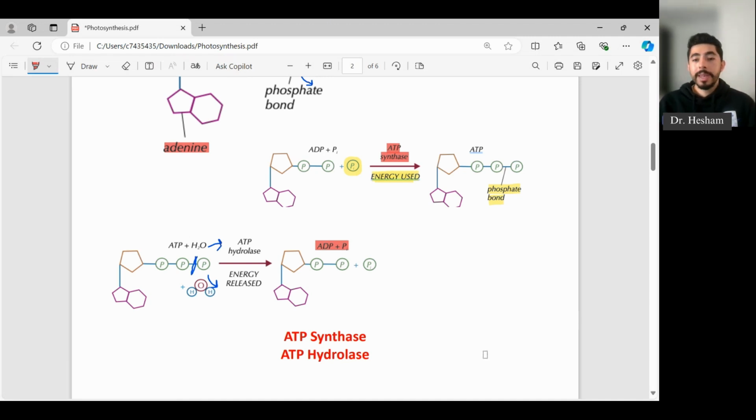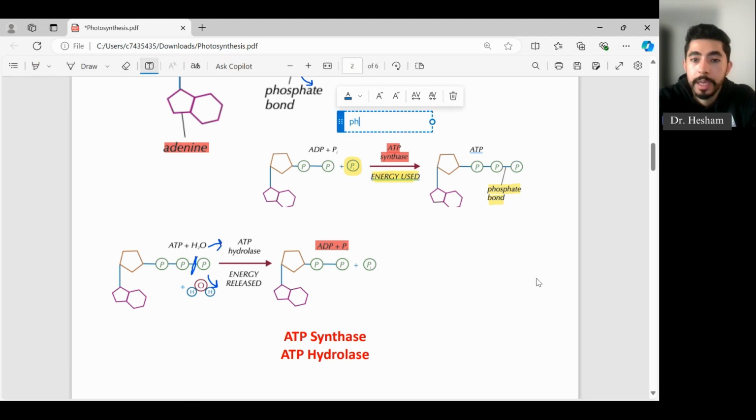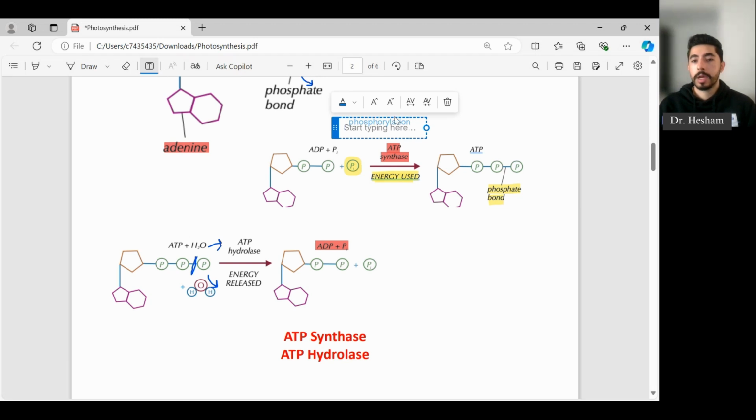All right. One last thing I need to emphasize is that this process, the process of making ATP from ADP and phosphate, is called phosphorylation, because we're adding a phosphate group to ADP. So it's called phosphorylation. This is the term I want you guys to use in your exam. This is the keyword that you use when you talk about ATP synthase converting ADP and phosphate into ATP.